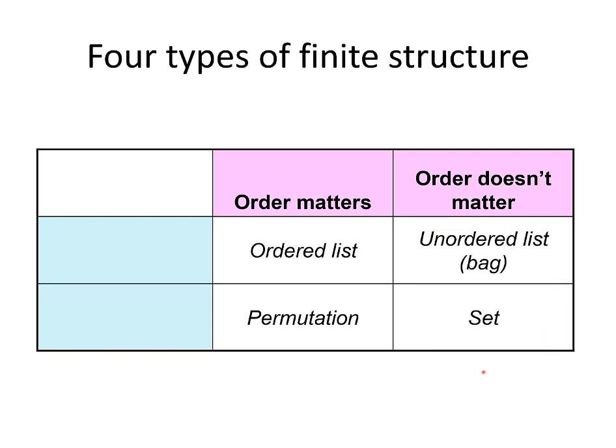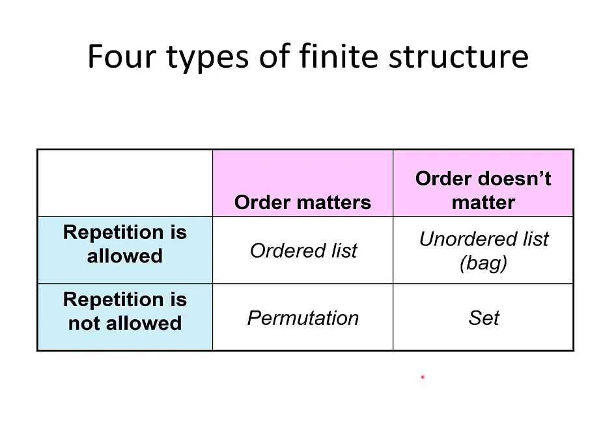So we sort of think, does the order of the elements matter or does the order not matter? The other thing to think about is, is repetition of the elements allowed or not? On the top row, when repetition is allowed, this is where you see the word list. So keep an eye out for list. Ordered list, unordered list. When I list things, I'm allowed to make repetitions. On the bottom row, when repetition is not allowed, these are the permutations and the sets.